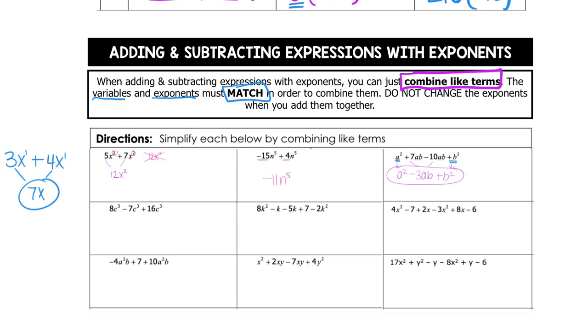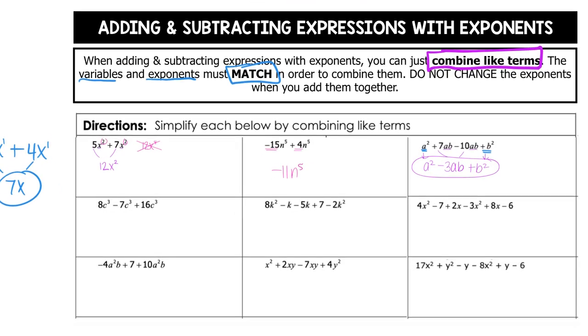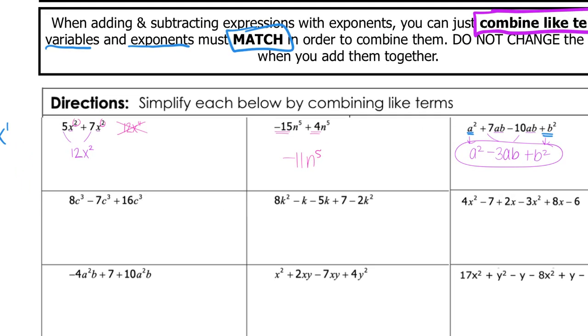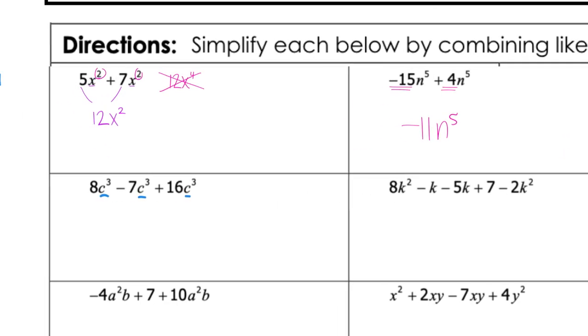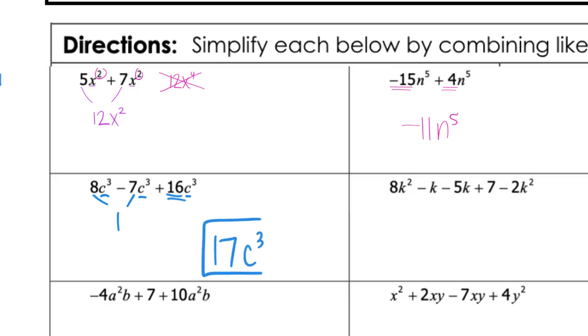And then the rest of these, we're going to do them all the same, just combine like terms. So the next one, all of those exponents and variables match. So we're just going to add those all up. It would be 8 minus 7, which is 1, and then 1 plus 16 gives us 17. So that would be 17c to the 3rd.